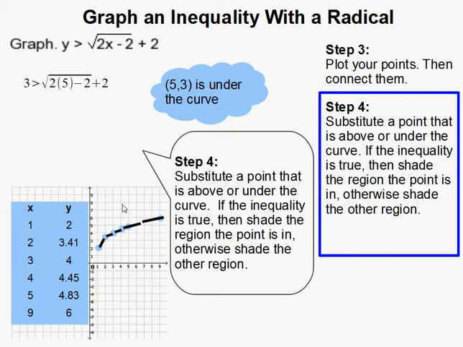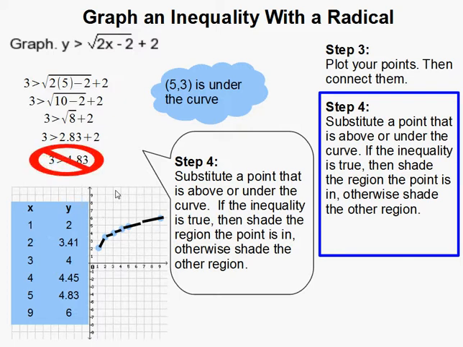So I substituted x is 5, y is 3, and simplified. 2 times 5 is 10, 10 minus 2 is 8. The square root of 8 is approximately 2.83. So now we get 3 is greater than 4.83, which is obviously wrong. 3 is less than. So that means our point 5, 3 is not in the right location to be shaded. We need to shade this part.